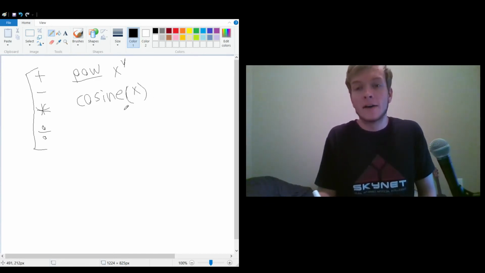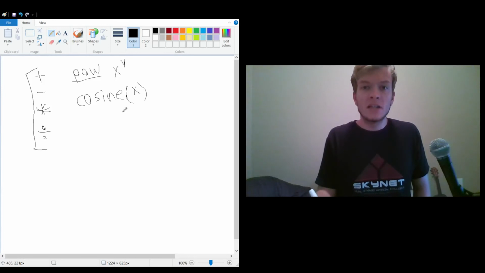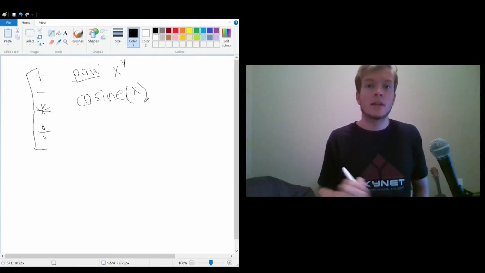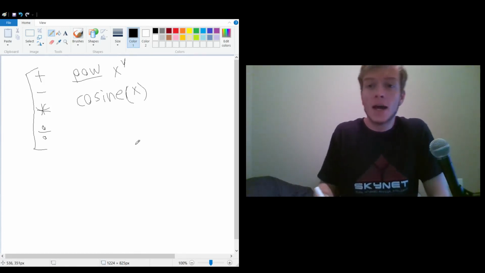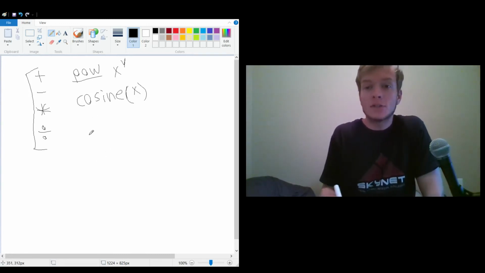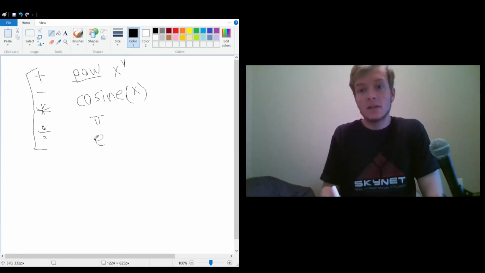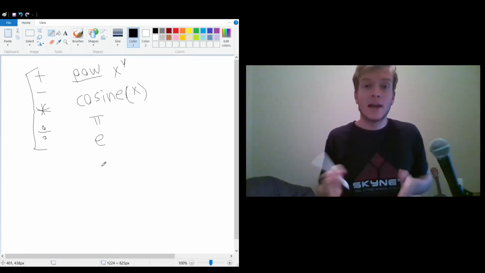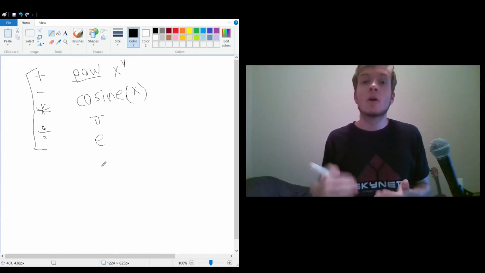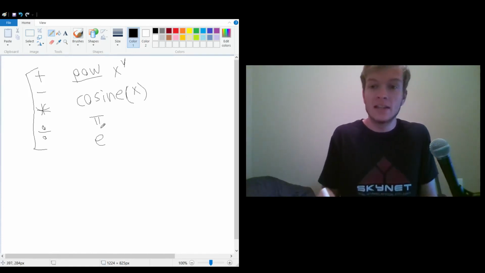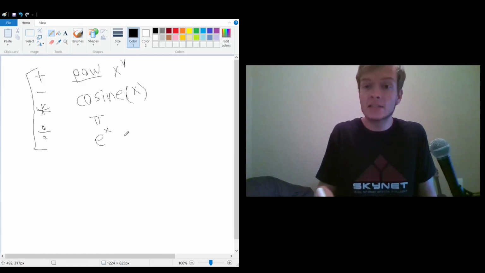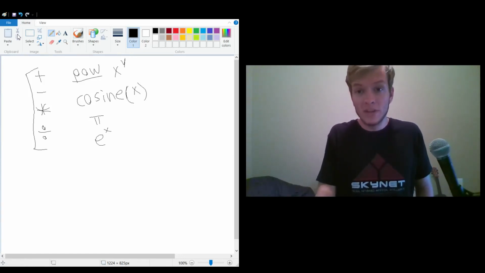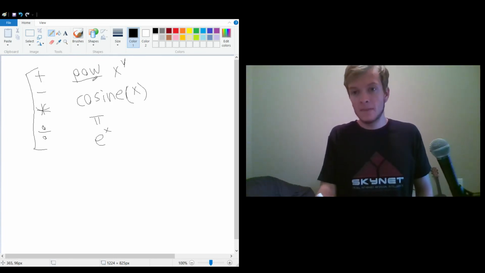But that doesn't necessarily mean it's not important, because cosine is something that shows up a lot. Also, I'm planning to add in the constants pi and e, because pi and e also tend to show up a lot, and if there's something that needs to be explained by e to the x, then it will be able to create that by first including e and then using the power function. Sorry about that.